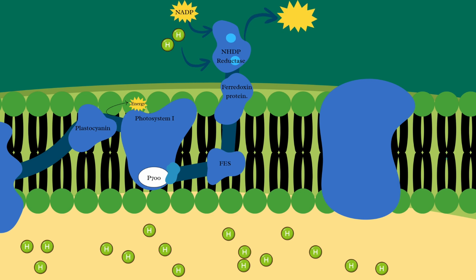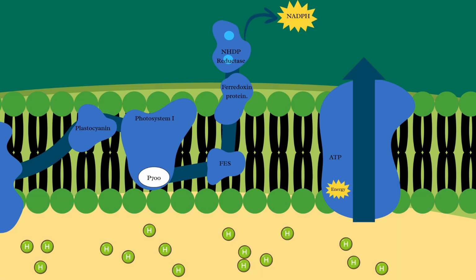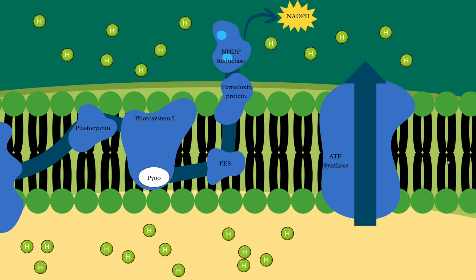Now, going back to that energy, this energy is used to pump hydrogen atoms through the ATP synthase. This makes a proton gradient. And then an inorganic phosphate and an ADP molecule are combined in the ATP synthase to make an ATP molecule, which is used with the NADPH in the Calvin cycle later.